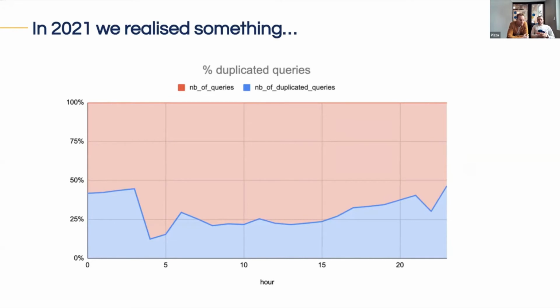So clearly, we see here that during the working hours, there are many duplicated queries, roughly 25%. We continued our investigations, and we realized that the source of the problem is Chproxy. And in fact, it's the way we use it in Contentsquare.